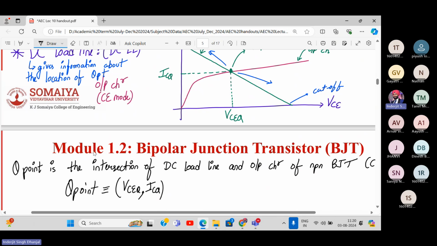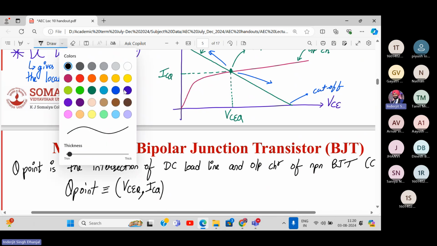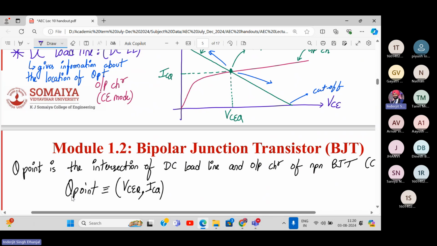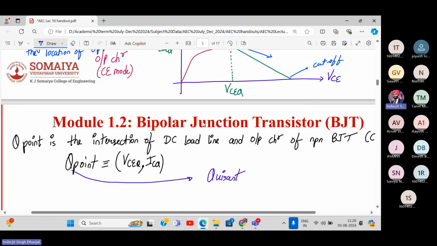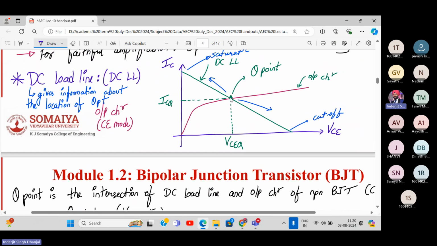It has many names also. It is also called the Q point, meaning quiet. Q stands for quotient. Quiet, or quiet. It should not change. It should not vary. So this location which I marked over here should not change.